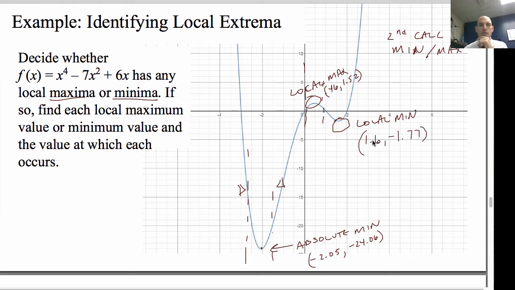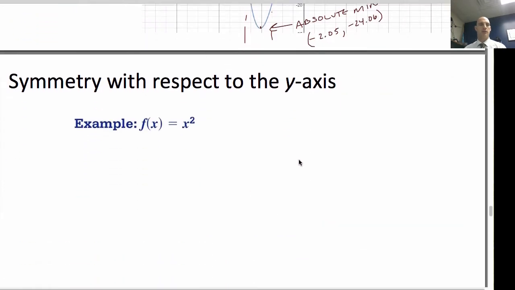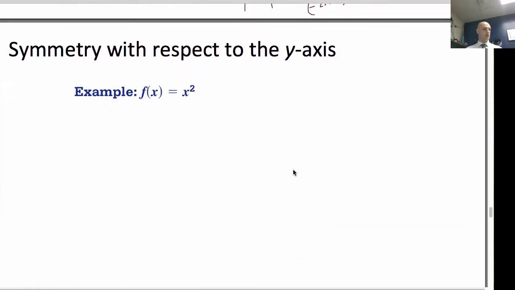Okay, so you're going to use the second calc minimum and maximum functions, and you're going to define your interval to give you just that piece. What's going to happen is if you do too wide of an interval, or you calculate the max or min, it's going to be wrong. So make sure if you're looking for a max, you use the max function and you define that max right there. Okay. One more topic: symmetry.